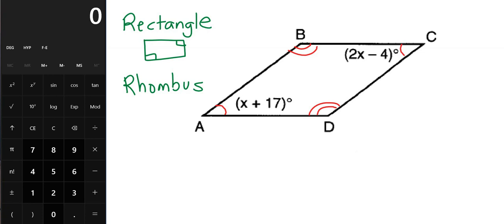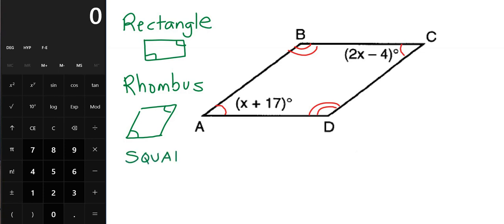And a rhombus kind of looks like a parallelogram, except all of the sides are congruent. So it's going to look something like this. And again, we could apply this property. Our opposite angles are congruent. And the last shape in the parallelogram family is the square.